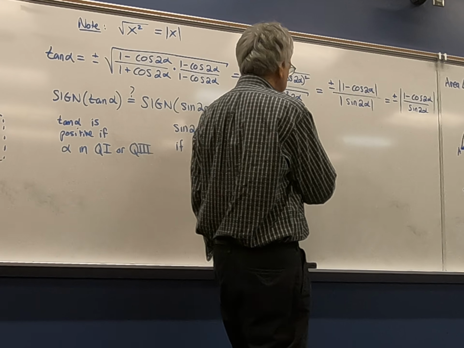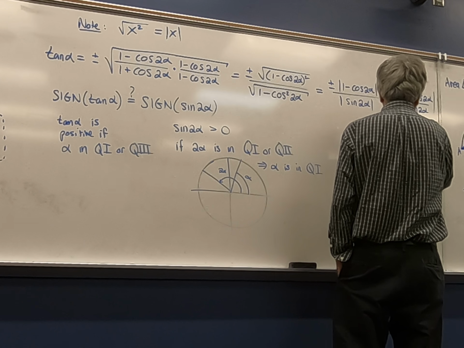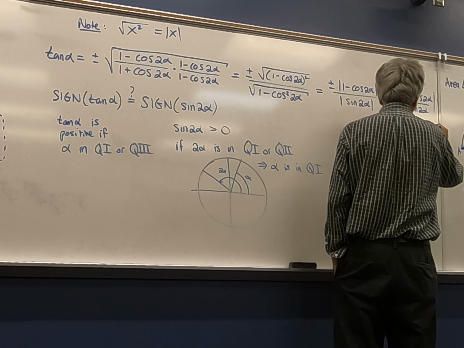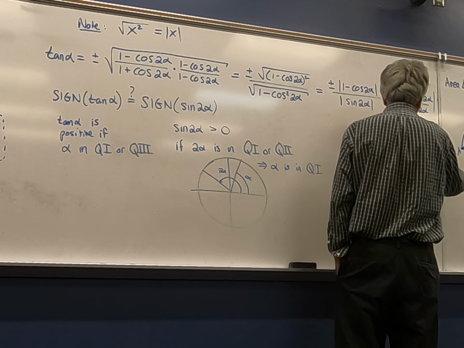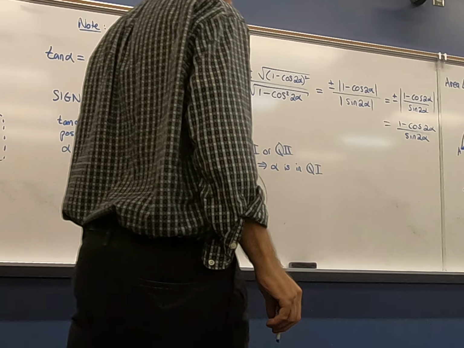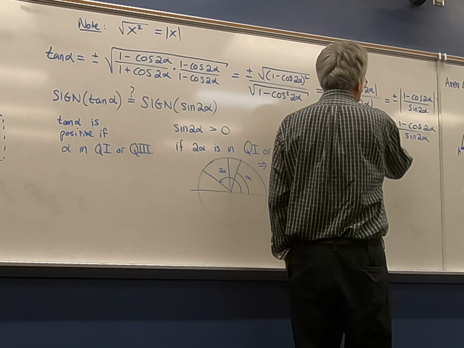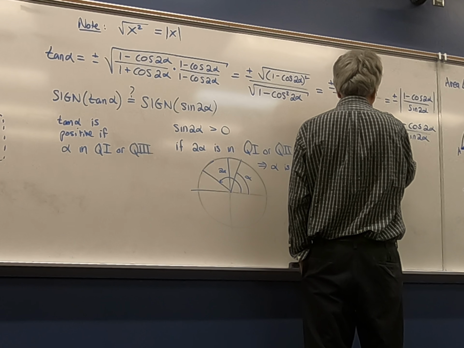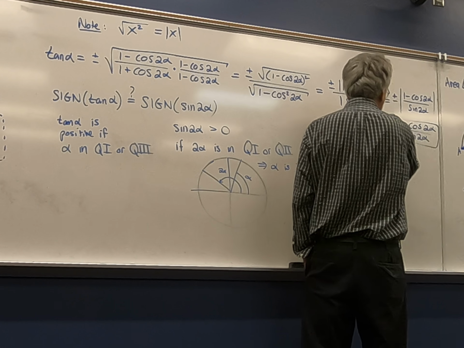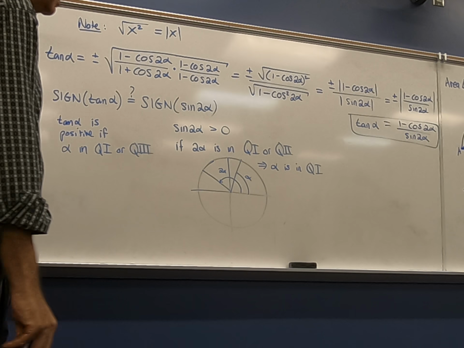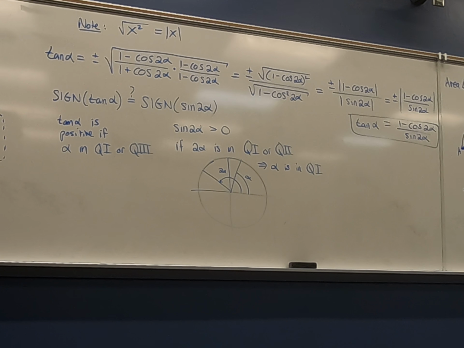So let's just make a long story short and say, this is always equal to 1 minus cosine 2 alpha over sine 2 alpha. It agrees, right? So the absolute value, we can drop the plus or minus at the same time and just say, look, tan alpha is always just this very simple expression, 1 minus cosine 2 alpha over sine 2 alpha, which is a much simpler expression for this, right? Cosine 2 alpha on the top over sine 2 alpha on the bottom.